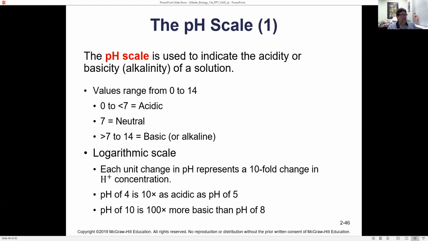Every number on the pH scale is like the earthquake scale. It's a factor of 10, because of the log function. So pH 4 is 10 times more acidic than pH 5, and 4 to 6 would be 100 times. A pH of 6 is 100 times more acidic than a pH of 8. Going from 10 to 8 is 100 times. So every point on the pH scale is times 10.